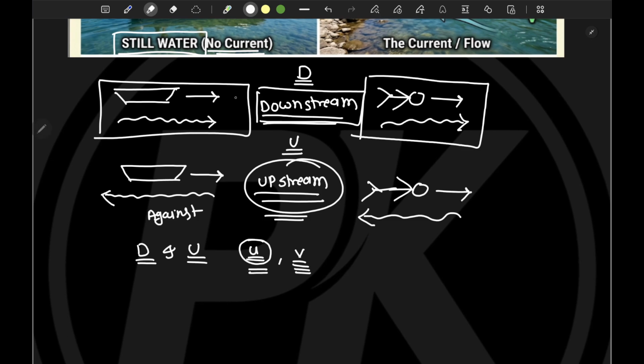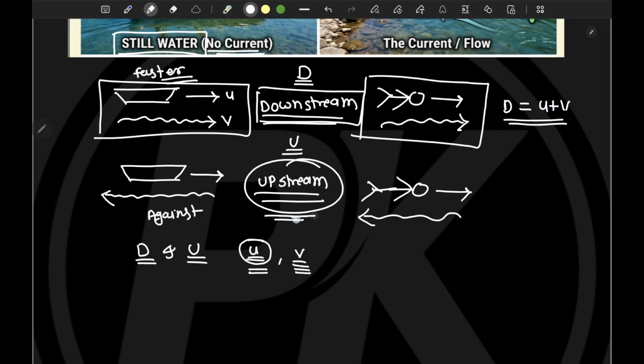In terms of downstream, consider the velocity of the boat is u and the velocity of the stream is v. So the downstream speed will be what? It will be the summation, right? Just imagine this boat will go faster in this direction when the current flow and the boat are moving in the same direction. Hence there will be a summation of speeds.